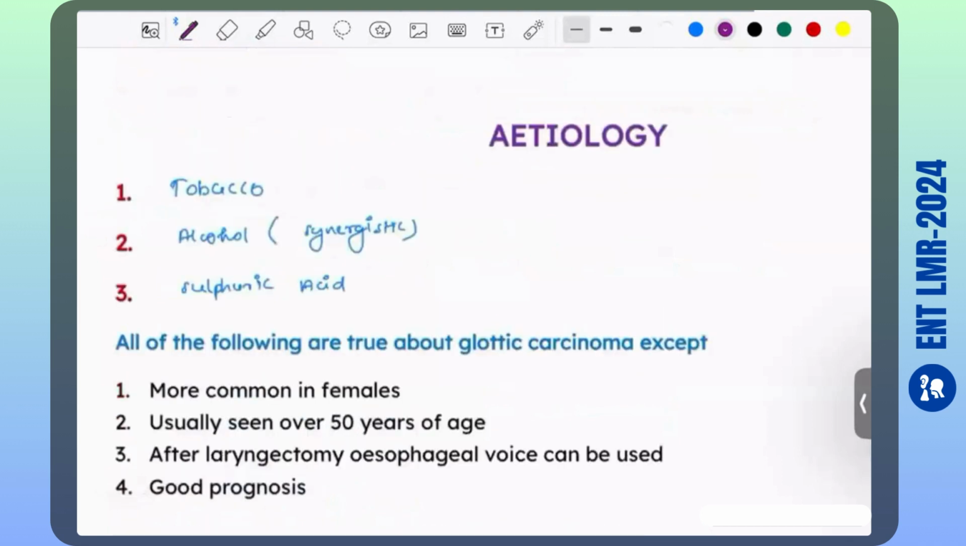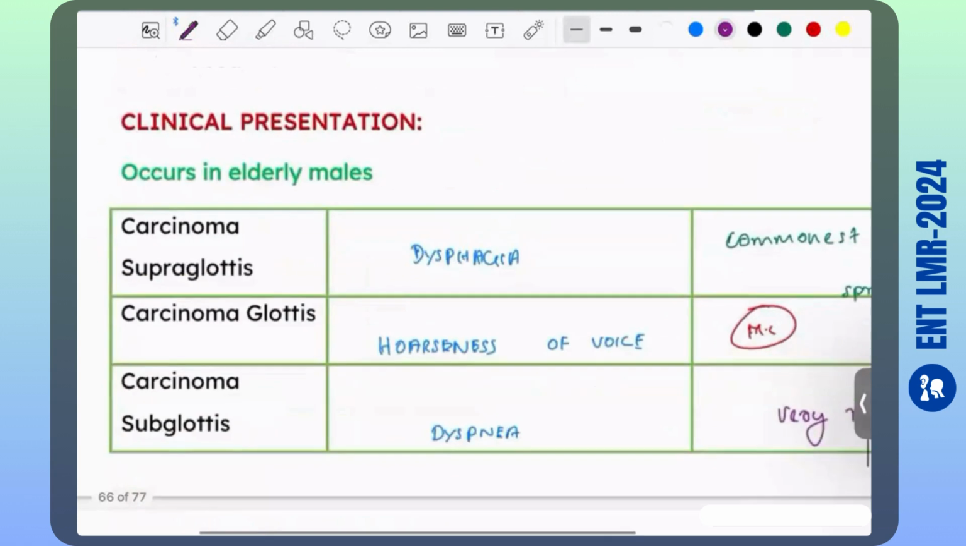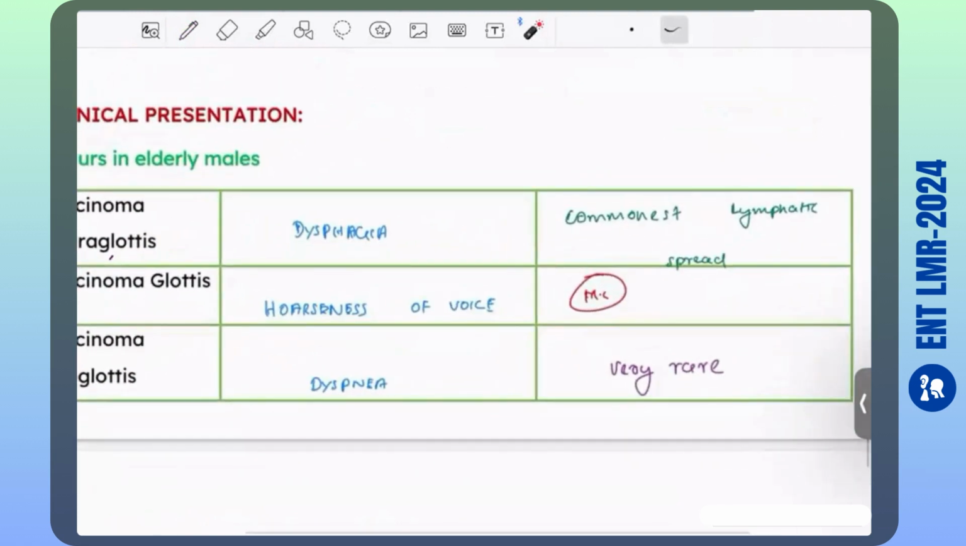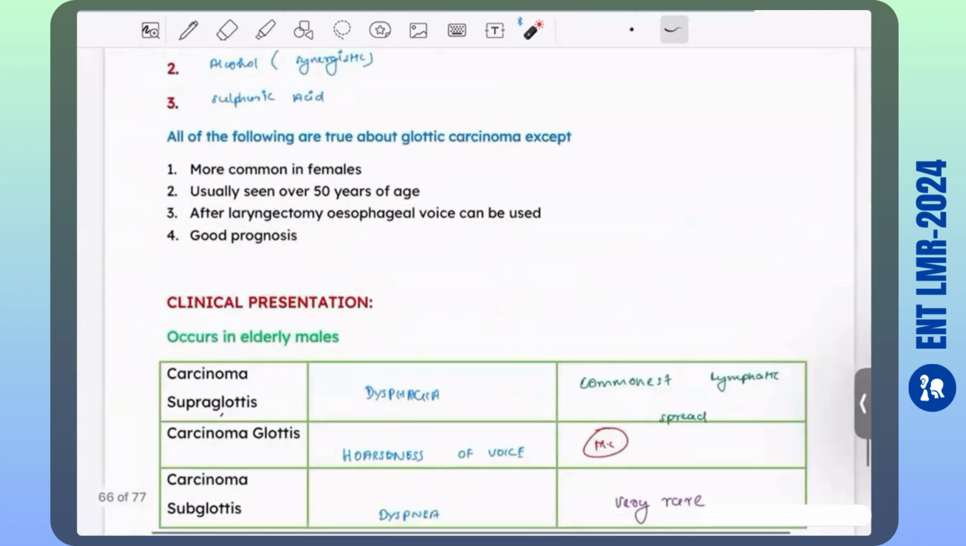What is the etiology of carcinoma larynx? Tobacco, alcohol, sulfuric acid. What is the true statement about glottic carcinoma? We have three types of carcinoma: supraglottis, glottis, and subglottis. Supraglottis will have dysphagia. Regarding lymphatic spread, very important: glottis, though it is the most common type, will have zero lymphatic spread, because the vocal cord does not have any lymphatics. So supraglottis is more common for lymphatic spread, and glottis is the more common tumor. Subglottis, nothing important.